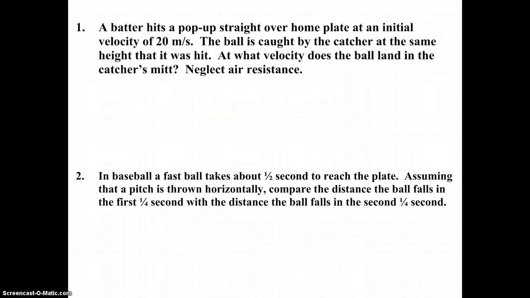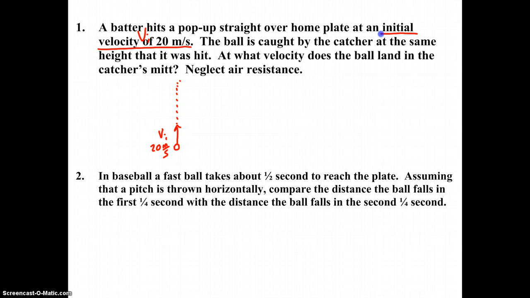A batter hits a pop-up straight over home plate at an initial velocity, that's VI, of 20 meters per second. The ball is caught by the catcher at the same height that it was hit. At what velocity does the ball land in the catcher's mitt? Neglect air resistance. So with a quick little sketch, we start out with a ball hit upward with initial velocity VI, and we know that that is 20 meters per second.